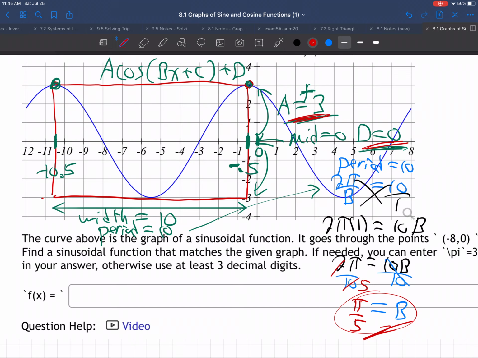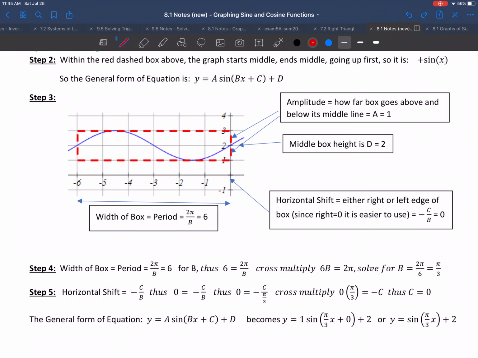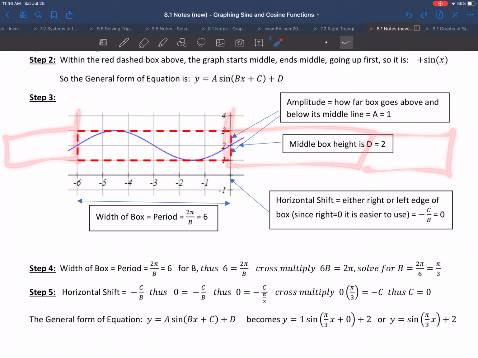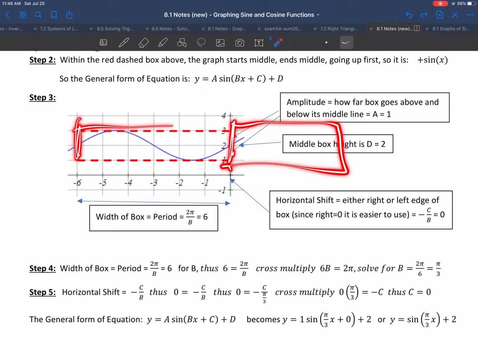What's C? It's going to come from the horizontal shift. C is not the horizontal shift, but it leads us to the horizontal shift. See right here, the horizontal shift, which means the right edge or the left edge. It doesn't matter. You can use either edge. Why? Because these boxes just repeat forever. It just keeps cycling over and over again. So you could call either edge the start. Either edge, right edge, left edge, is the start of a box, is the horizontal shift.